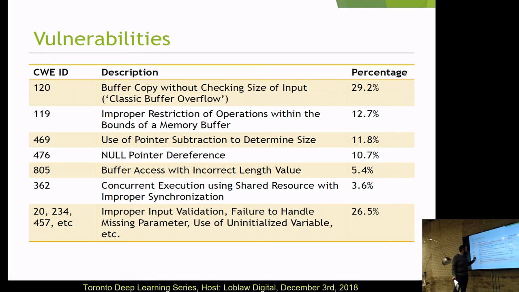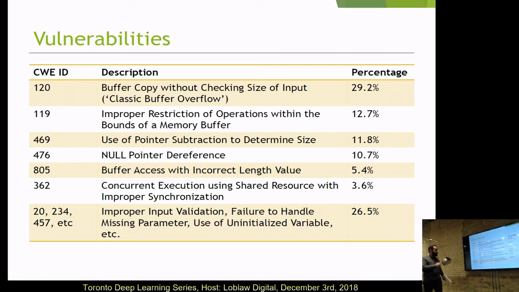469 is pointer arithmetic. Pretty much doing arithmetic operations on pointers to do stuff, which is very dear to C++ programmers, and you actually need to do it sometimes. Null pointer dereference, buffer access with incorrect length value. This is also a concurrent execution using shared resources with improper synchronization, improper input validation. So there's definitely value in the common terminology, but some of these things are kind of fuzzy themselves. So it's really hard to determine what kind of category or what kind of ID we have to assign to a certain type of vulnerability.